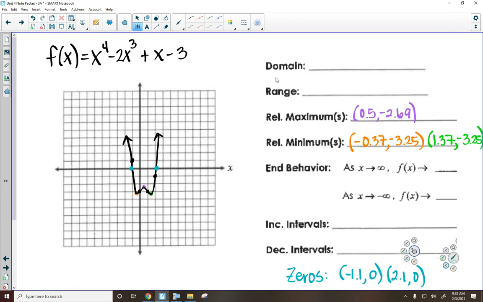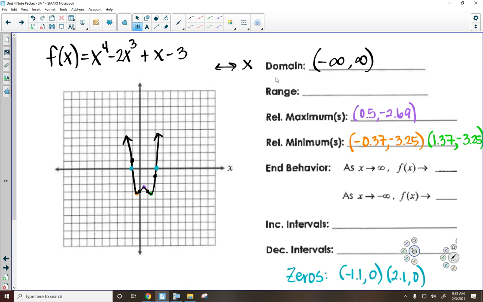So the domain for this function, since it goes left and right forever, does not stop. This means that x can be anything. And you're going to find that that's going to be the case for any polynomial function because their behavior continues forever in both the left and right directions. So just remember, domain is the x values, think left to right on your graph.